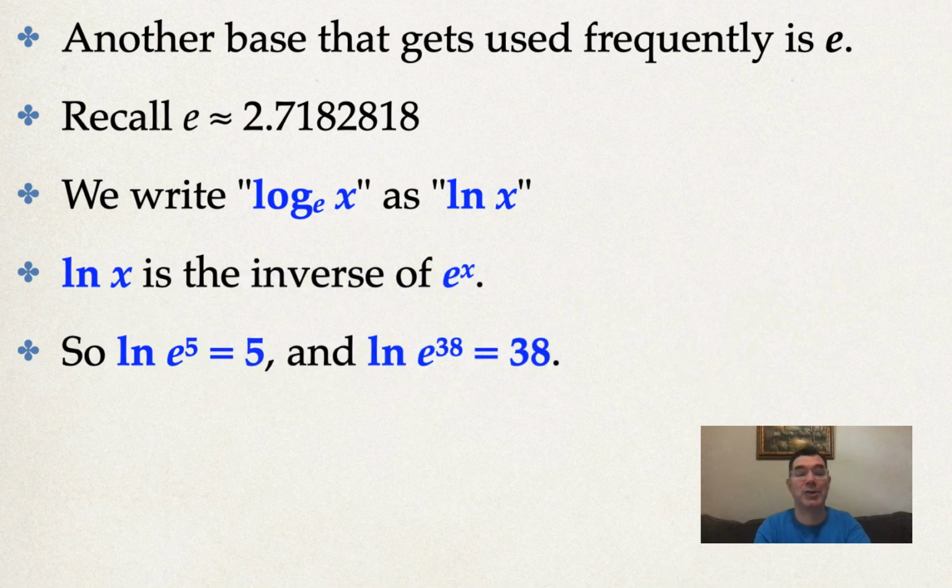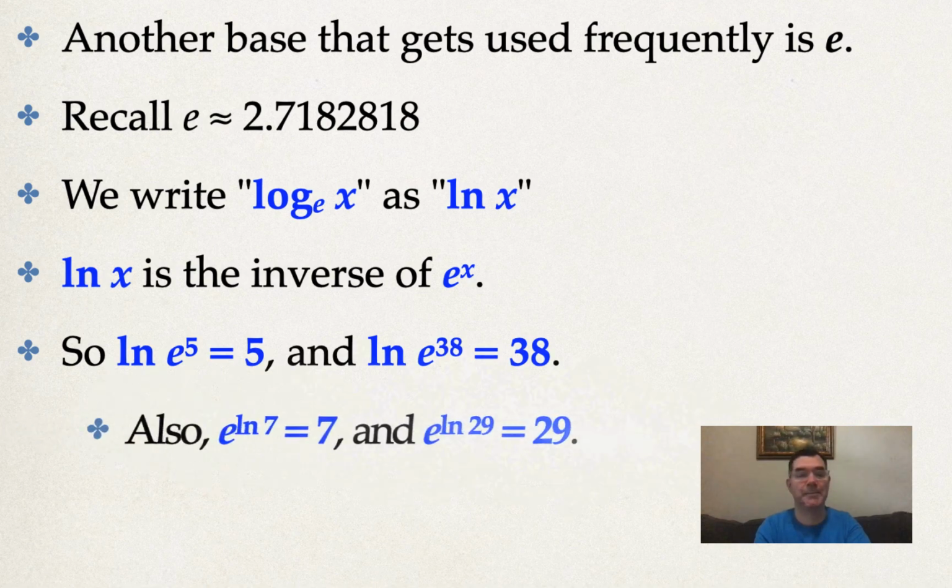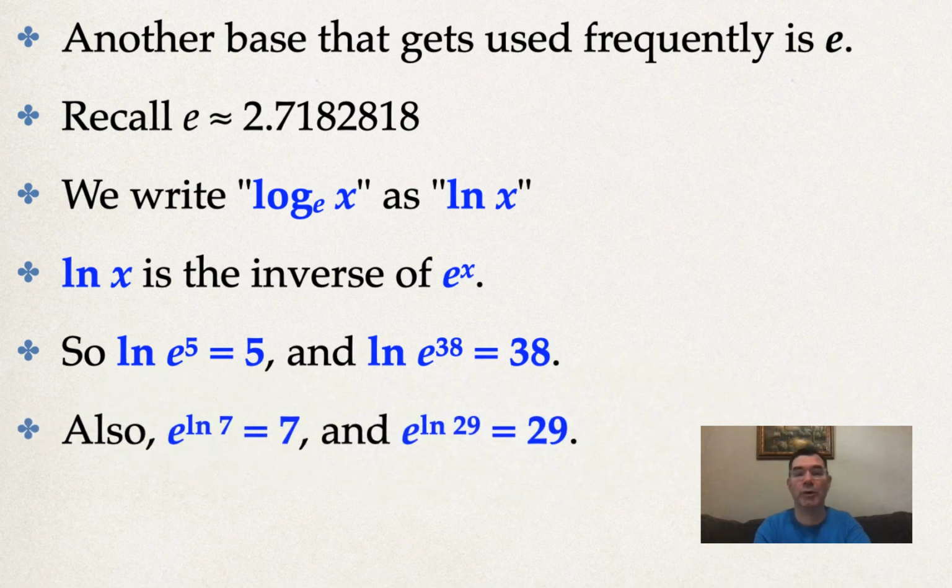So if I wanted the natural logarithm of e to the 5, that natural log and the e would cancel each other out, and I would get 5. Similarly, the natural log of e to the 38 would just be 38. And if I reverse the order of those and I did the e part first, then e to the natural log of 7 would be 7. E to the natural log of 29 would just be 29.